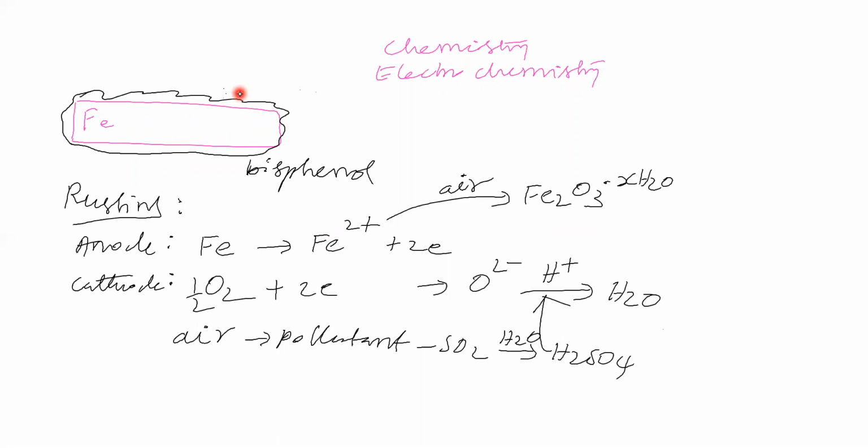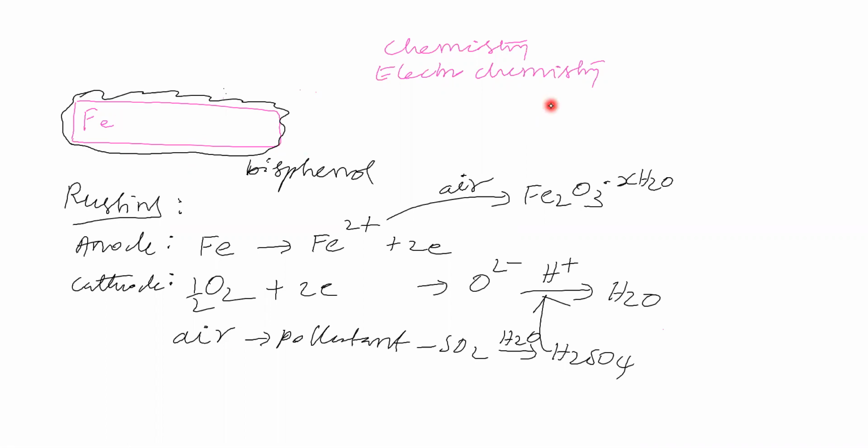So what do we have to do to prevent rusting? We have to put a barricade between iron and atmospheric air. That means atmospheric air should not be in contact with iron. To prevent the contact, one way is painting. Another is coating the iron with a chemical coating. Bisphenol is coated over iron. Due to the coating, air is unable to come in contact with the iron.